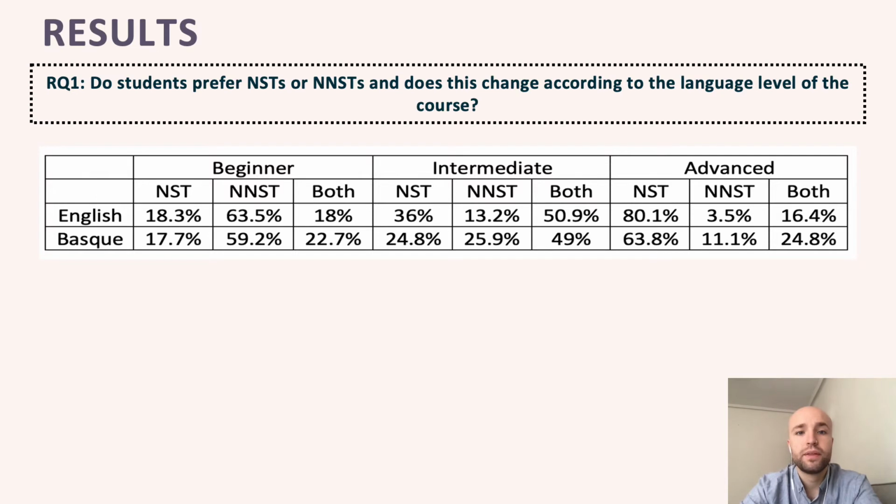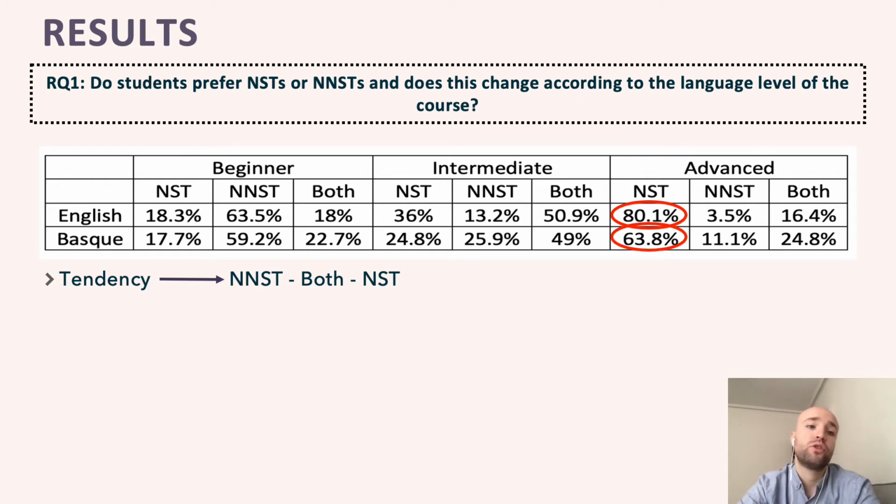When it comes to differences depending on the language level of the course, these are our responses. So we gathered data from both Basque and English students, and depending on the 3 learning stages, so beginner, intermediate, and advanced, we can observe the same teacher preferences across the 2 languages. So at beginner levels, both students in English and in Basque prefer non-native speaker teachers. Then, at intermediate levels, they appear to move to both types of teachers, so to the team teaching approach. And finally, at advanced learning stages, they seem to shift to native speaker teachers. So, what this indicates is that there's a preference for non-native speaker teachers at beginner levels, for both types of teachers at intermediate levels, and for native speaker teachers at advanced levels.